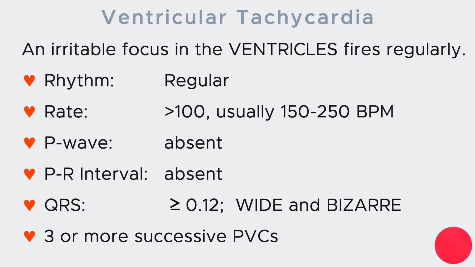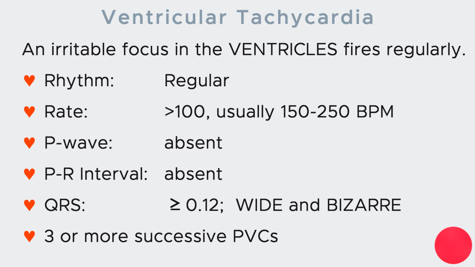Ventricular tachycardia is an irritable focus in the ventricles that fires very regularly. When looking at the rhythm, it will be regular, meaning you will be able to march out your R to R interval. As far as your rate, it simply needs to be greater than 100 beats per minute. However, usually ventricular tachycardia is in the range of 150 to 250 beats per minute. Generally speaking, if we have a ventricular tachycardia that is between 100 and 150 beats per minute, it is often called a slow VTach. However, technically, it is still simply ventricular tachycardia.